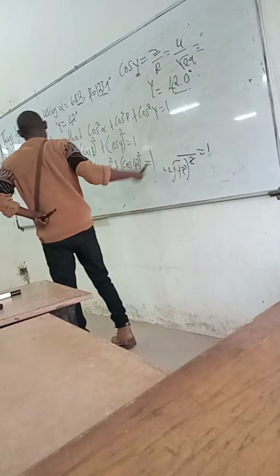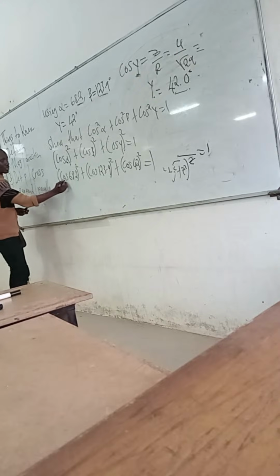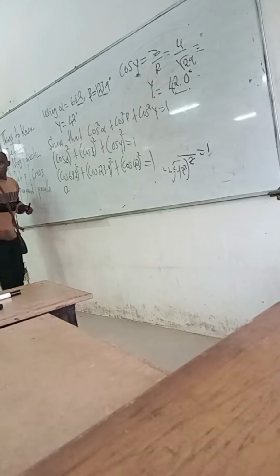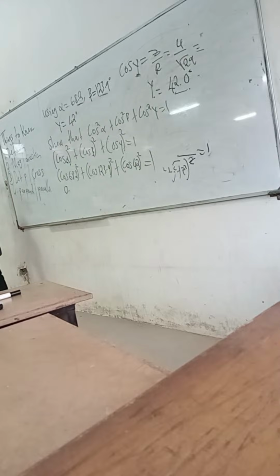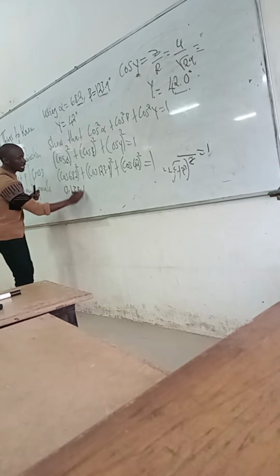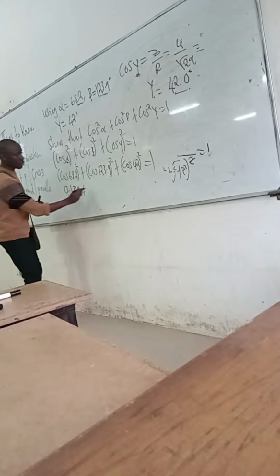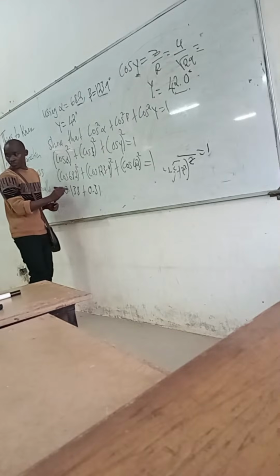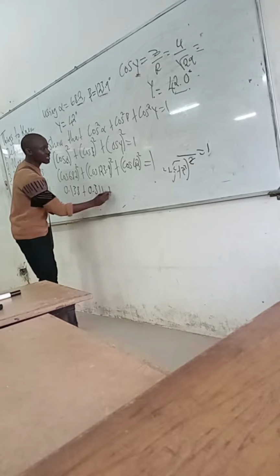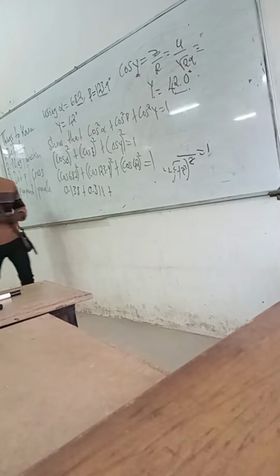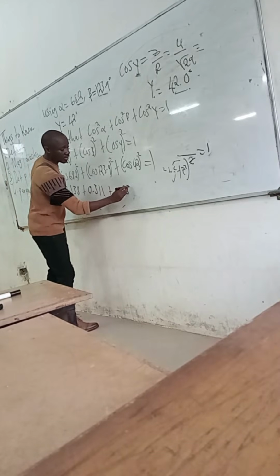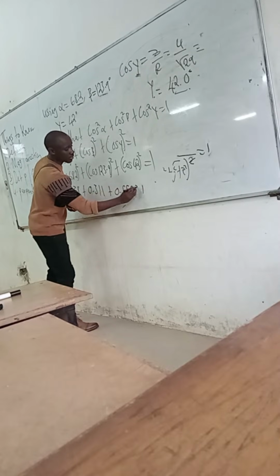Now use your calculator and add the answers. What is cos 68.2 square? Give me the answer. Use your calculator. What is cos 68.2 square? 0.138. Plus, what is cos 123.9 square? It's giving 0.311. Plus, what is cos 42 square? 0.5523.